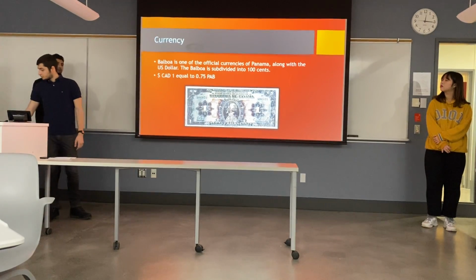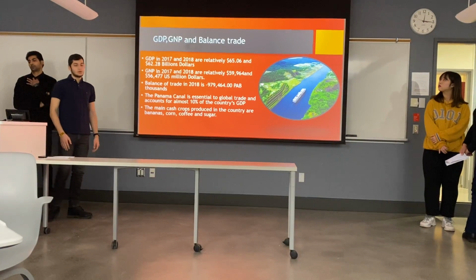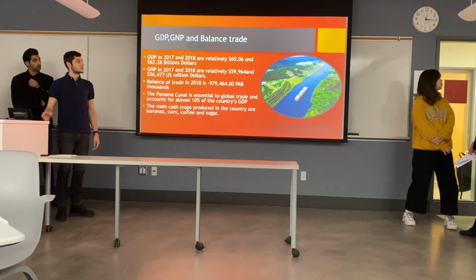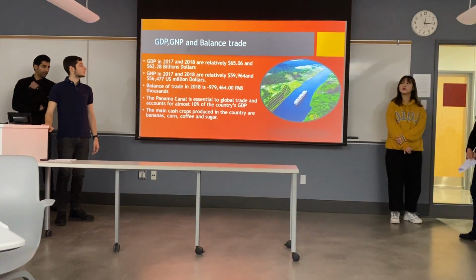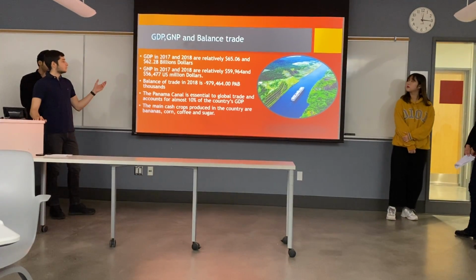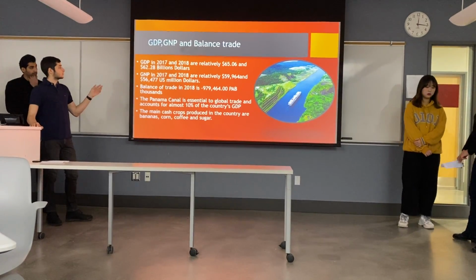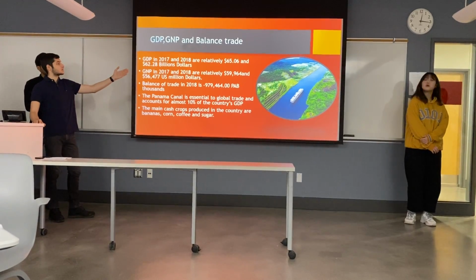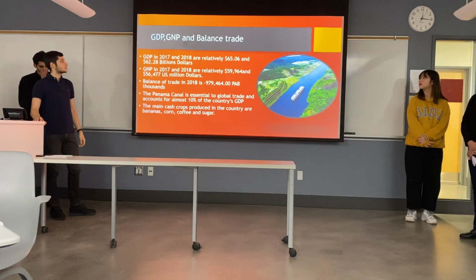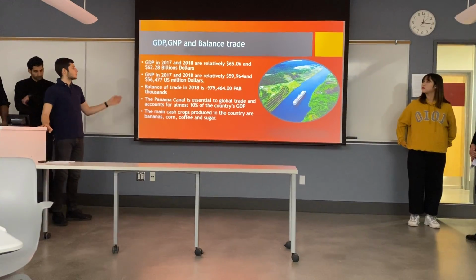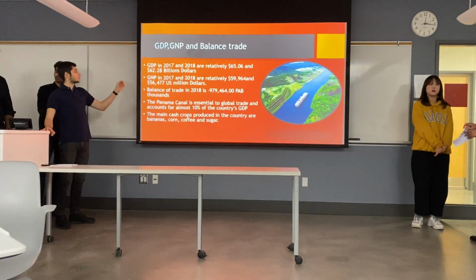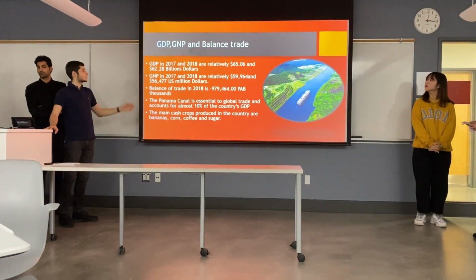And also about GDP, which is gross domestic product, GNP, which is gross national product, and balance of trade. GDP in 2017 and 2018 are relatively the same, about 65 billion in 2017 and 62 billion in 2018. And GNP in 2017 is 59 million, and in 2018 is $56 million.